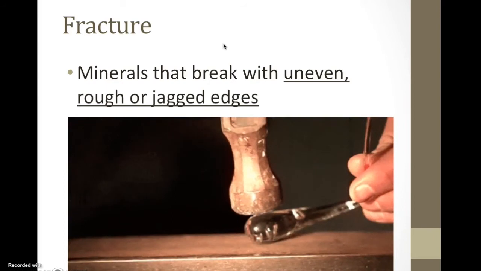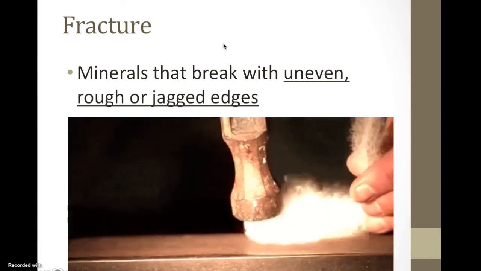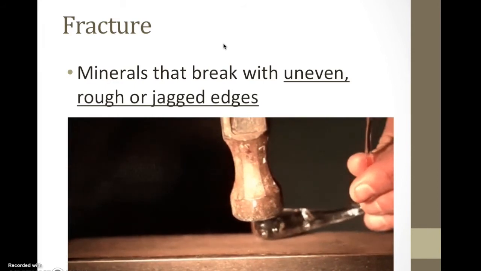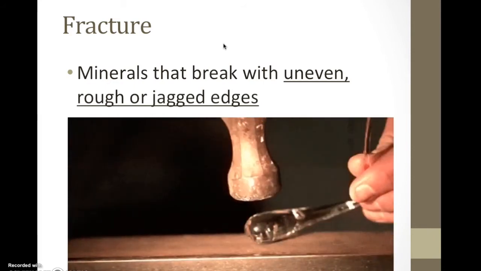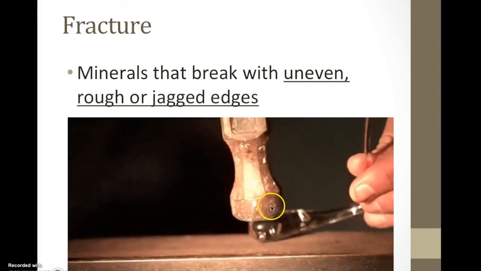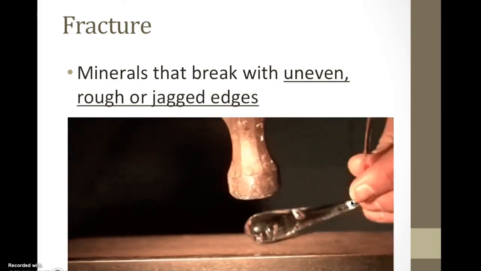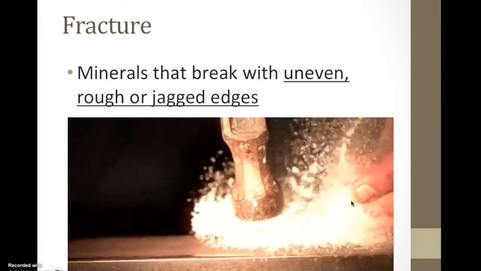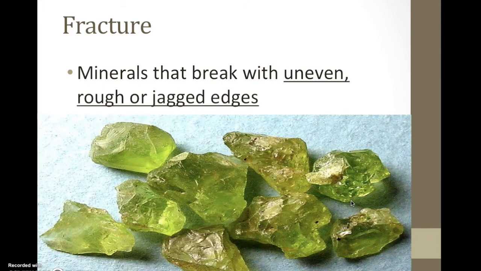Then there's fracture, okay? These are minerals that break with uneven, rough, or jagged edges. So if it breaks like glass into a bazillion little pieces when you hit it with a hammer, that would be fracture, okay? So that's the mineral olivine. So if you could reach out and grab the mineral and go, ow, I cut myself, ow, ow, ow. That would be fracture, okay? Because it's rough or jagged edges.